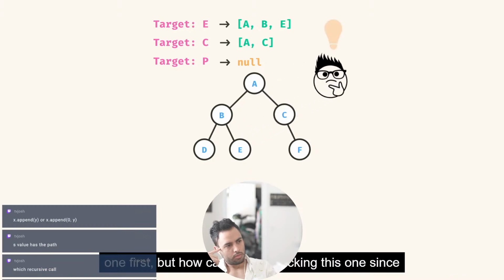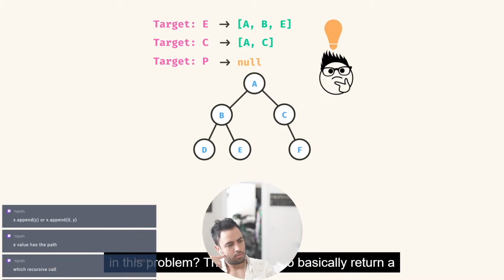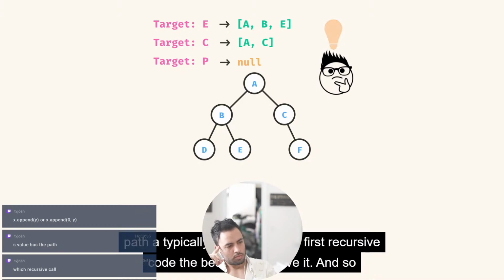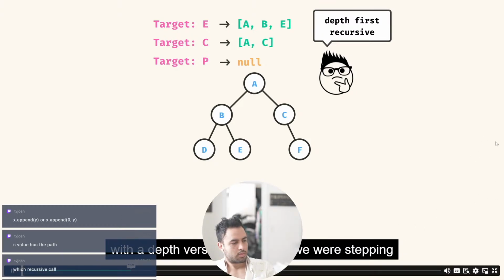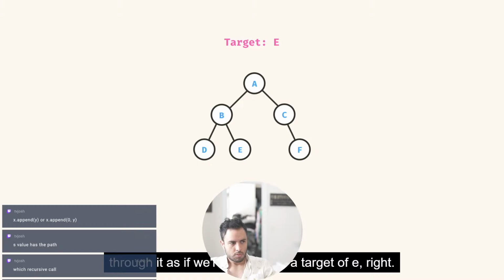But how can I start attacking this one? Since in this problem, they want us to basically return a path, typically I find the depth first recursive code the best way to solve it. And so I'll go ahead and trace through how that can work in this approach video. And so we'll stay committed to solving this one recursively with a depth first. And let's say we were stepping through it as if we were looking for a target of E, right?